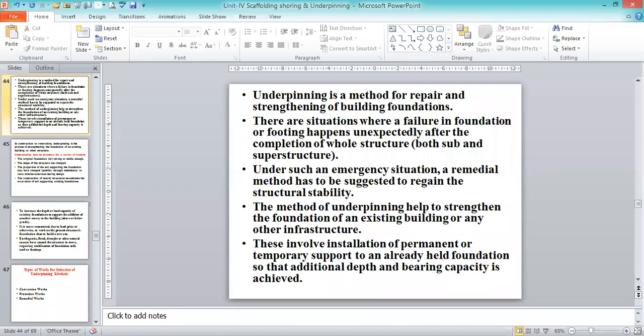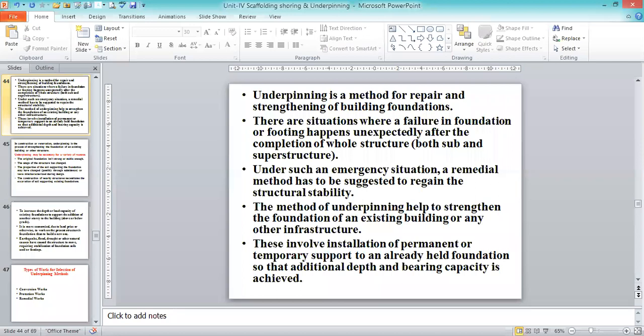The method of underpinning helps to strengthen the foundation of an existing building or any other infrastructure. One is for the existing building, or any infrastructural facilities that we are going to add. For that also we have to improve the foundation's strengthening capacity by using underpinning. This involves installation of permanent or temporary support to an already built foundation so that additional depth and bearing capacity is achieved. So we have to support the existing one and then carry out the repair work or the strengthening of the foundation.